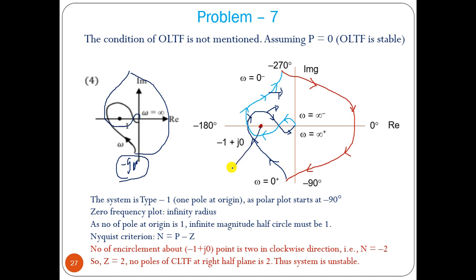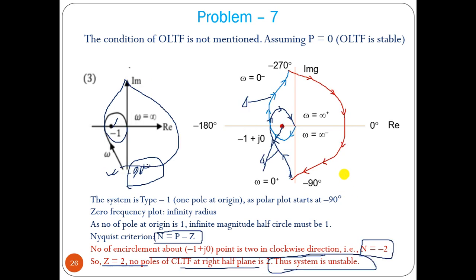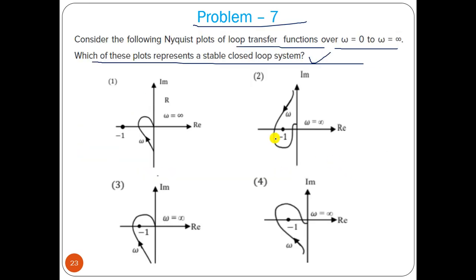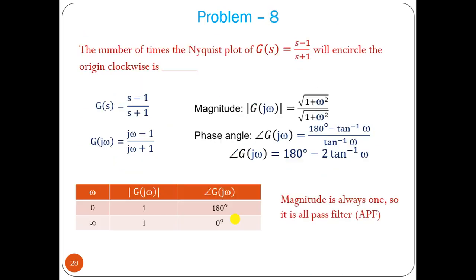And if you look here, this is the point given, 2 clockwise encirclements. So clockwise encirclement means N equal to -2, P equal to 0, so Z becomes 2. So the system is unstable, 2 poles lie in the right half plane. So in that particular problem, 1 and 2 are stable, 3 and 4 are unstable. That is the conclusion of this particular problem.